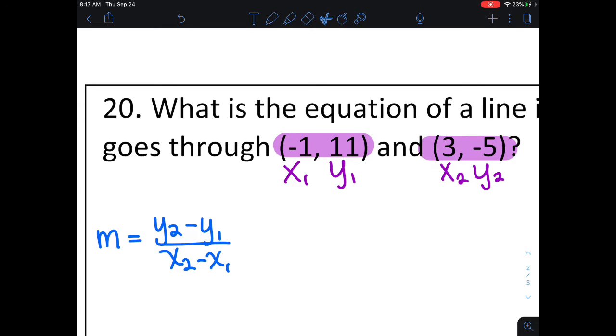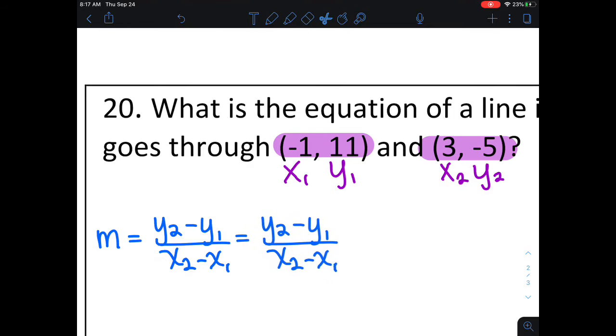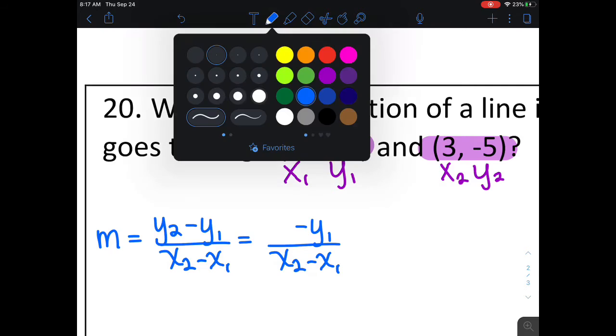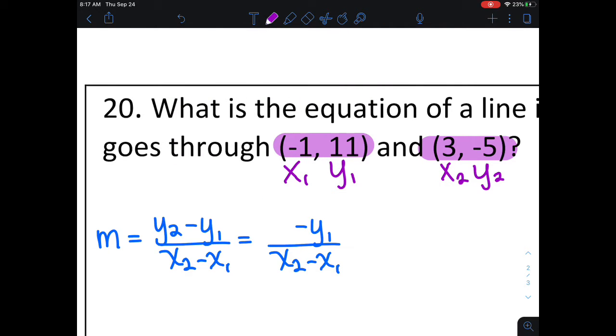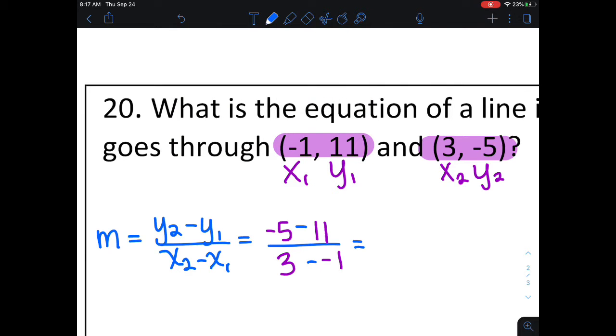All right, now I'm going to erase and replace. Okie dokie, so the first thing I'm going to get rid of is y2, and I'm going to replace it with negative 5, since y2 is negative 5, according to how I labeled it. y1 is 11. x2 is 3, and x1 is negative 1. All right, now that I have everything in place, I'm going to clean this up.